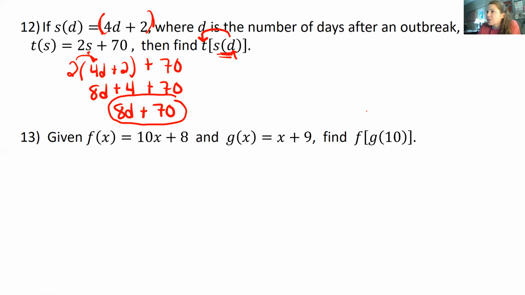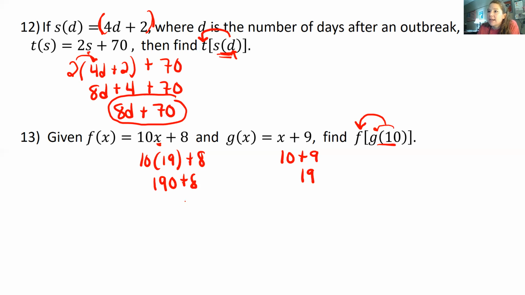All right, so we're going to start with G of X, and we're going to substitute 10 into G for X. So if X is 10, we're going to say 10 plus 9 is 19. Now we take this value of G of X and we're going to substitute it into F of X. So now this X value is going to be 19. So 10 times 19 is 190 plus 8. Our final answer is 198.